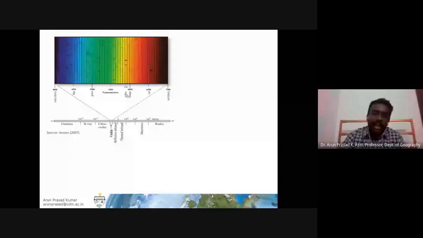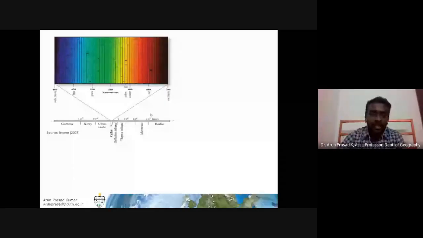And after that, we have reflective infrared, which can be further classified into near infrared and short infrared. And then we have thermal infrared. Thermal infrared is nothing but the emissive infrared, that is what we have discussed in the earlier part. Because of the temperature of the Earth's surface, it emits radiation at a longer wavelength. That is mentioned as thermal infrared. Then we have microwave, which is usually radar remote sensing, and we have the radio wave, which is basically for communication purposes.